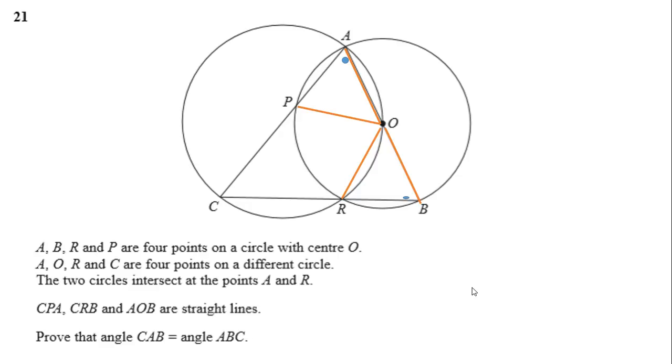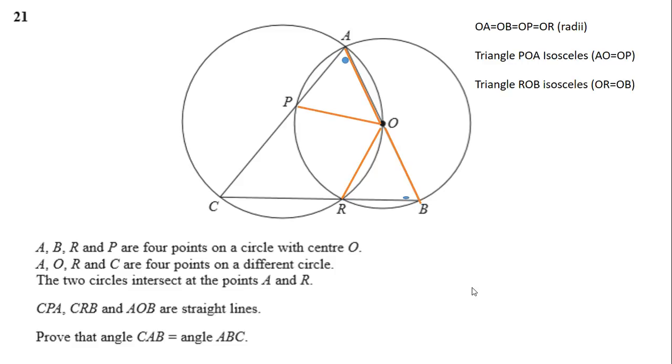To write that down in the proof, I could say OA equals OB equals OP equals OR because they are radii. So we know they're all the same length, which means that any triangle using two of those orange lines together must be an isosceles triangle. So two of the angles must also be equal, which is going to be useful for us later on. I'm just going to say triangle POA is isosceles and triangle ROB is isosceles.